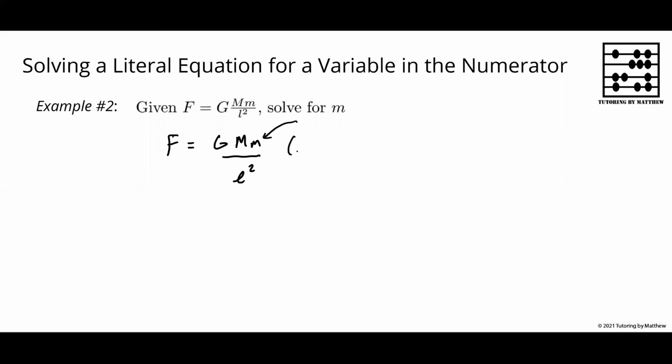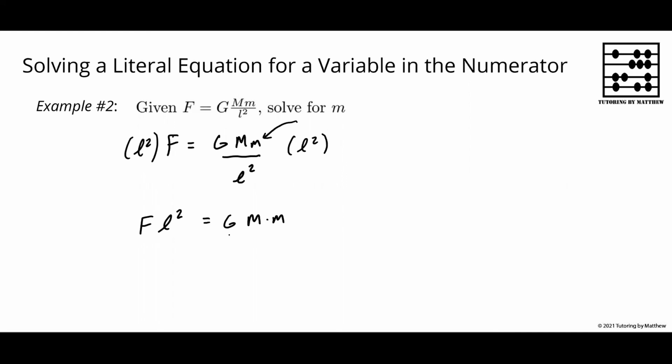First, clear the fraction by multiplying both sides by L squared. I'm going to write F times L squared, and this is my preference to write F first, followed by L squared, equals G times big M times little m.